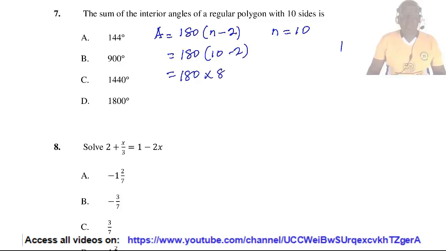So we shall multiply 180 by 8. 8 times 0 is 0. 8 times 8 is 64, carry 6. 8 times 1, 8 plus 6, 14. So the answer is C.